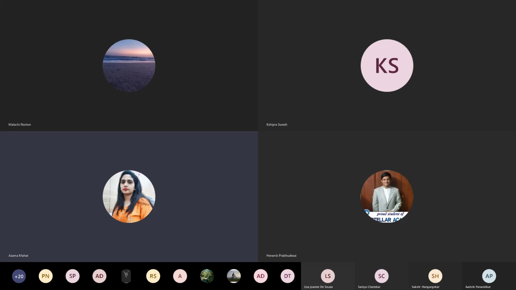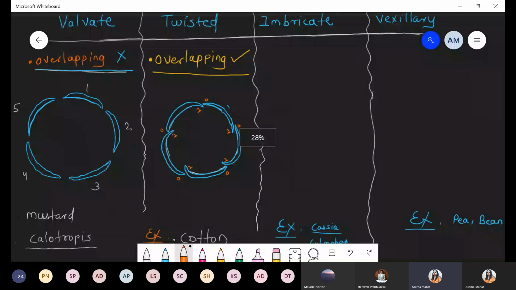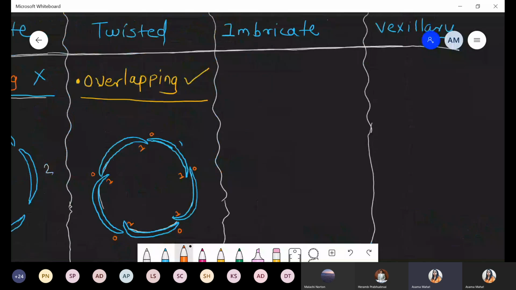Twisted: one end toward the outer side and the other end toward the inner side. Such an arrangement, where overlapping is present, is called twisted. Number three, we are talking about imbricate. In the case of imbricate, again the same condition, overlapping is present.